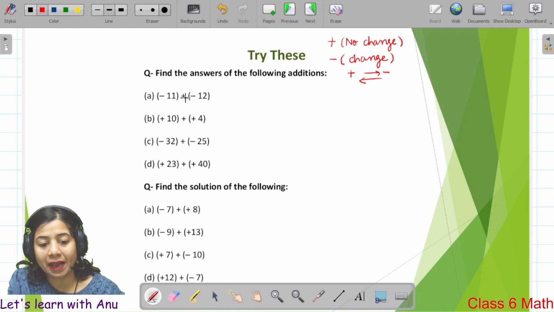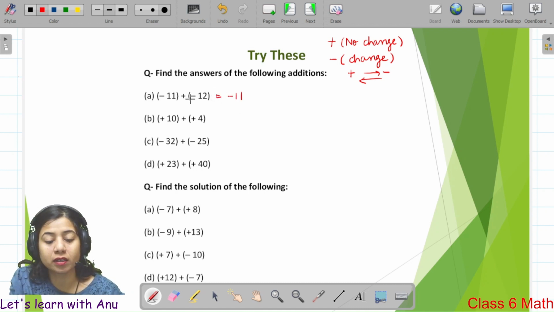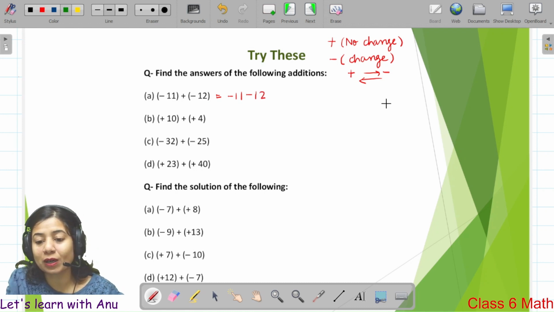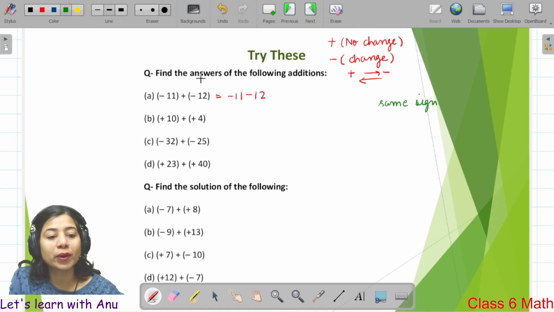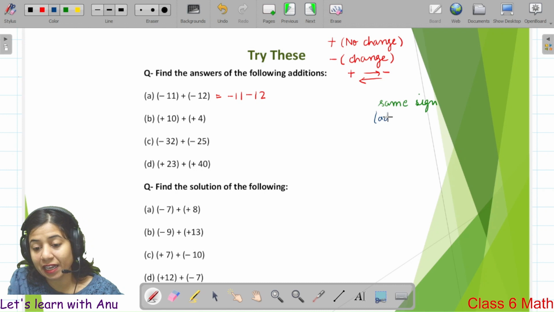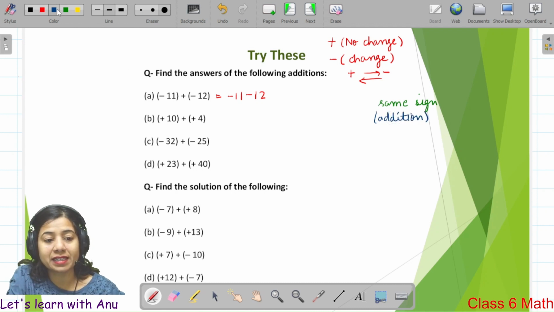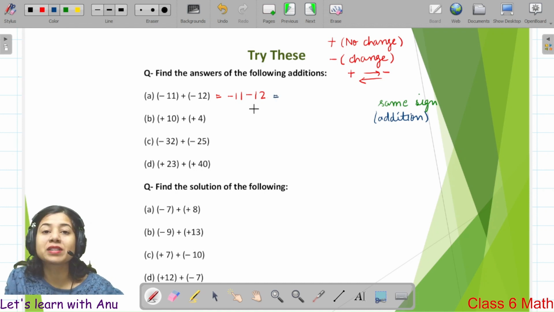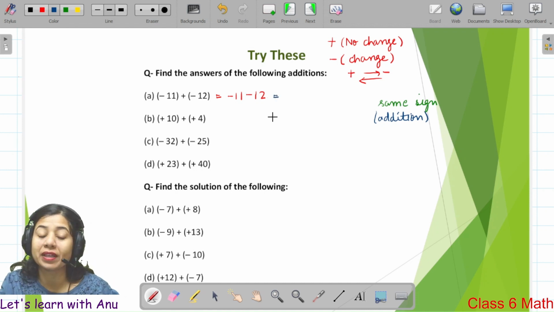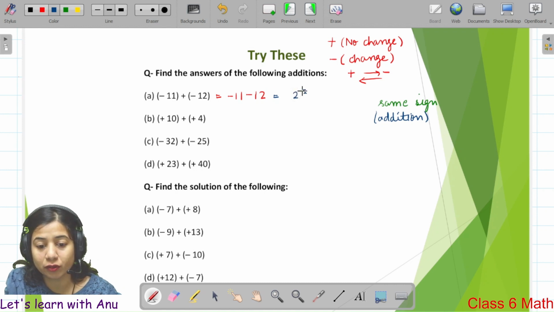So A part is -11 plus of -12. Let's open the brackets. -11 minus 12. So other rules are also applicable now, that if we have the same sign, either both are positive or both are negative, what we are going to do? Addition. And the sign will come of the bigger integer. Right? So -11 and -12, same sign, both are negative, so we are going to add them. 11 and 12, we are getting 23. And the sign will come of the bigger integer, that is 12, so it's -23.